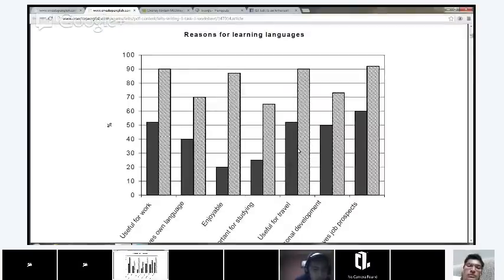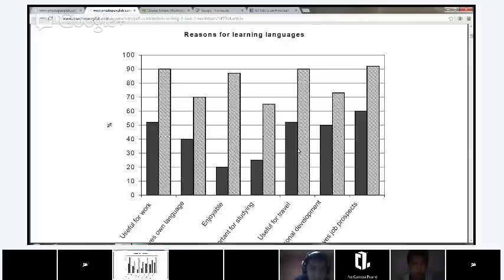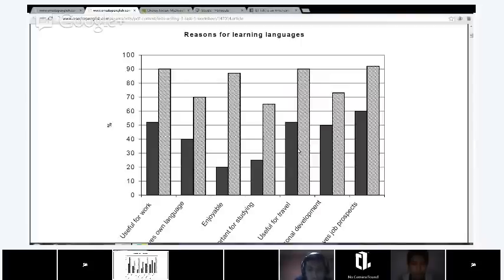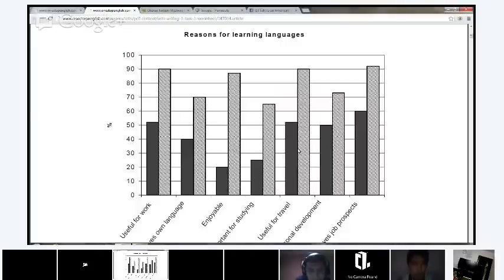The 90% of the non-native speakers gave a second language acquisition useful for work. So. Let's see. 90% of non-native speakers said learning English is useful for work. Uh-huh.